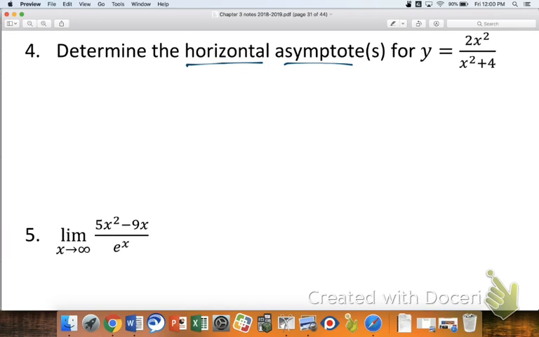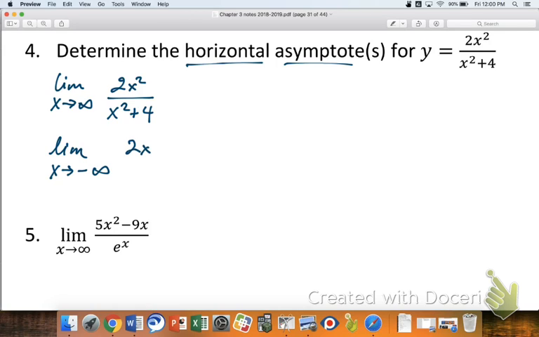When I say far right edge or far left edge, what am I really talking about? Yeah, plus or minus infinity. So if I want to find the horizontal asymptotes, I've got to say, if I want to see what's going on at the far right edge of the graph, I need to do the limit as x approaches positive infinity of 2x squared over x squared plus 4. And if I want to see what's happening on the far left edge of the graph, I need to do the limit as x approaches negative infinity of 2x squared over x squared plus 4.